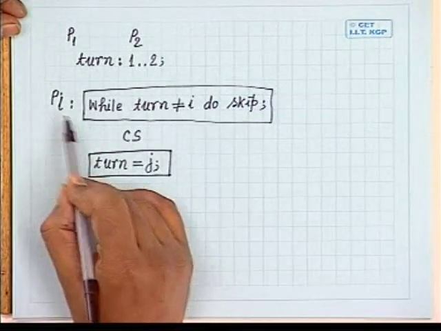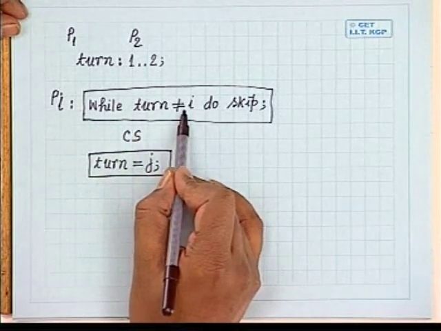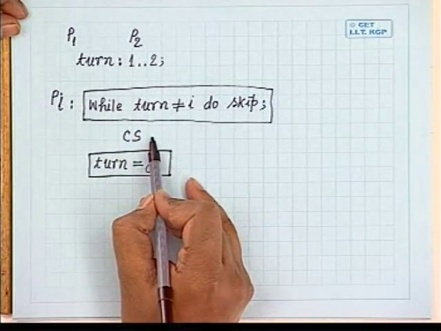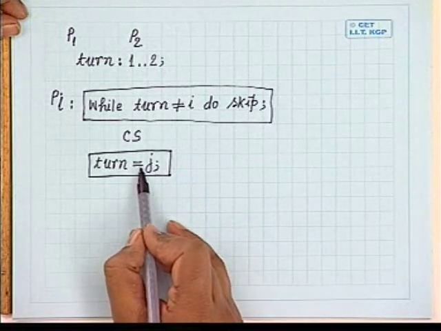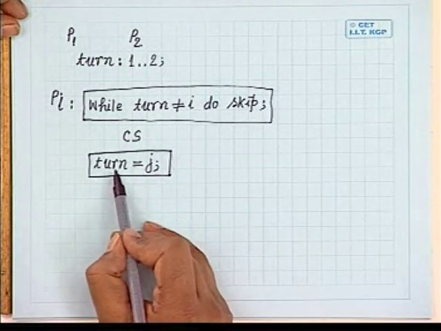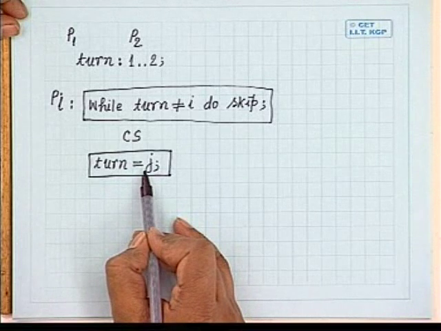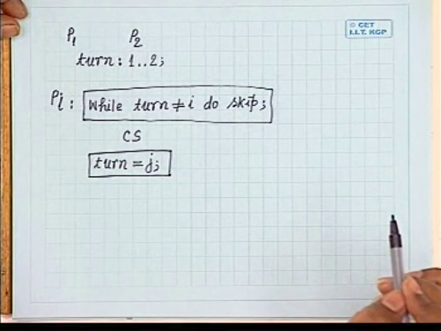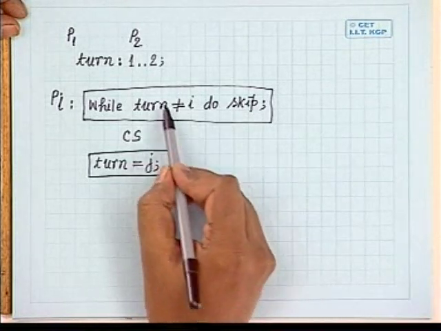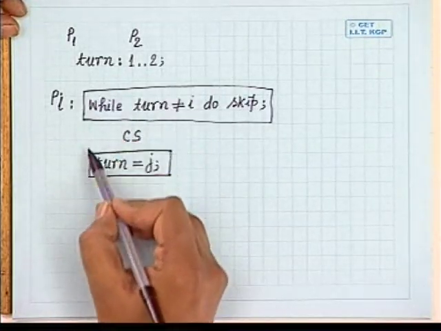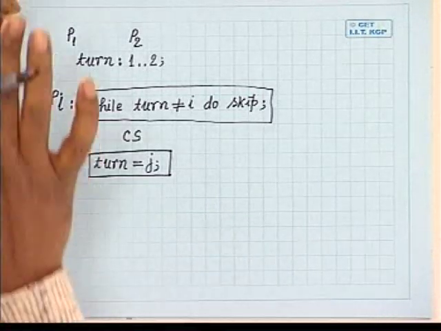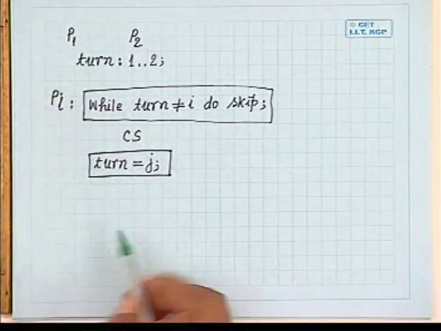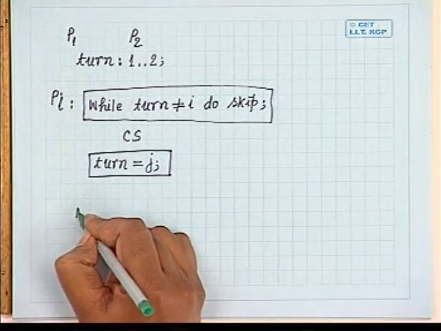So you find that process P1, if it finds that the value of turn equal to 1, it will simply enter the critical section. And in the exit section, it will set the value of turn to 2, so that next time process P2 can enter the critical section. Obviously, this satisfies one requirement of the critical section solution, that is mutual exclusion.